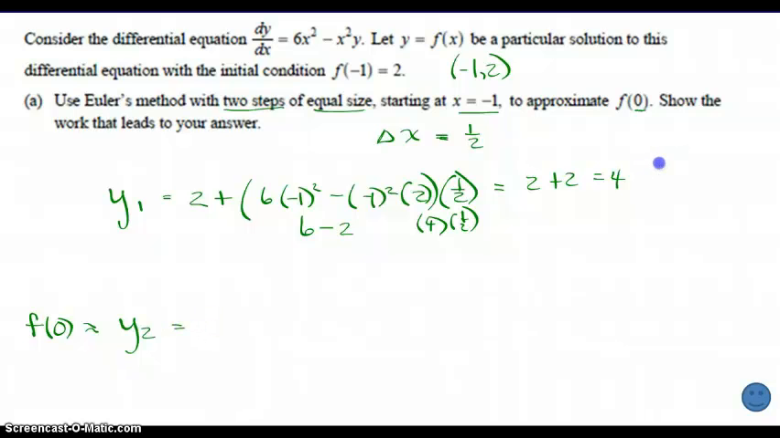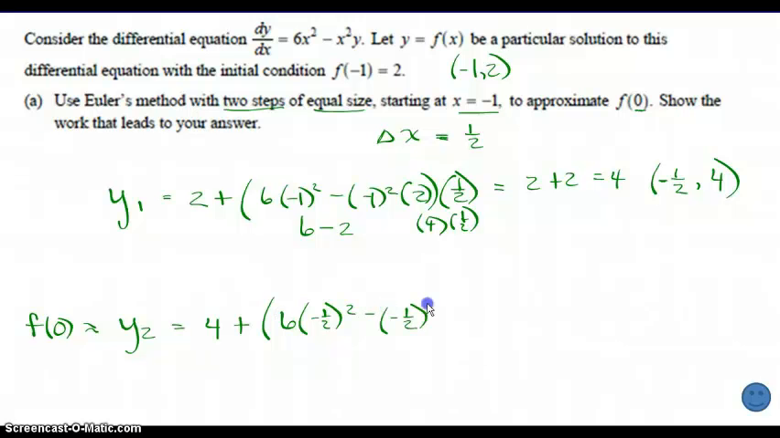So now I am at the point, let's see, I was at negative 1. I went in the positive direction 1/2. So now my new x value is negative 1/2, and my new y value is 4. And so it's the previous y output plus the slope through the previous point, 6 times negative 1/2 squared minus negative 1/2 squared times y, times a change in x. And there we are.